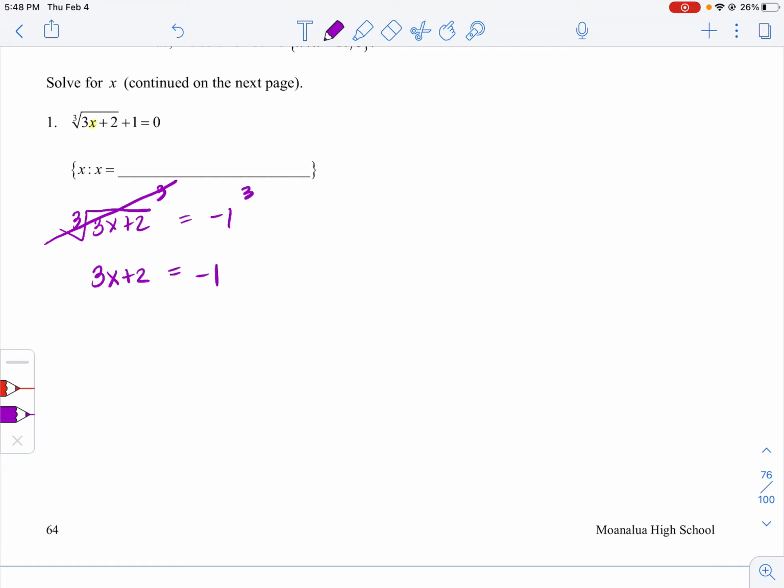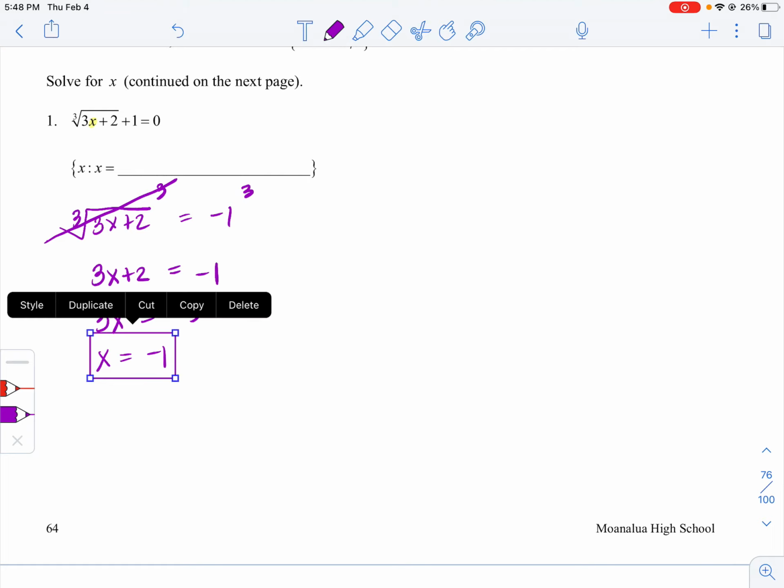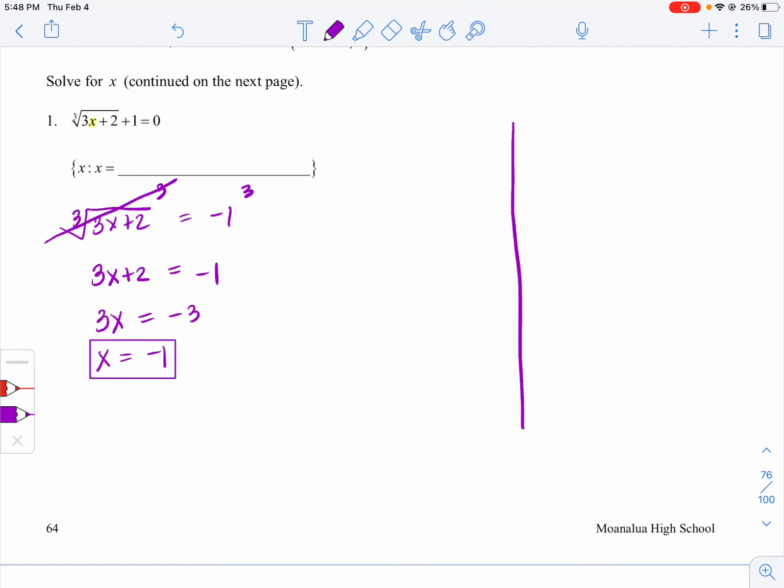And then I will subtract 2 on both sides. That's 3x equals negative 3. I'll divide by 3 on both sides and end up with x equals negative 1. But we have to check if negative 1 would really work. So I am going to plug in negative 1 into my left side and my right side of the equation.